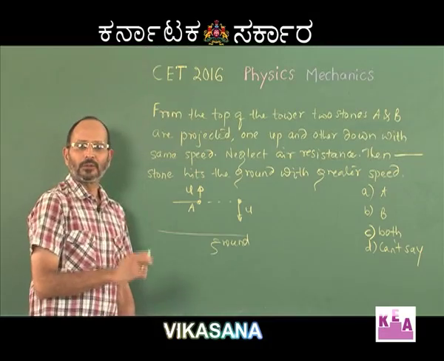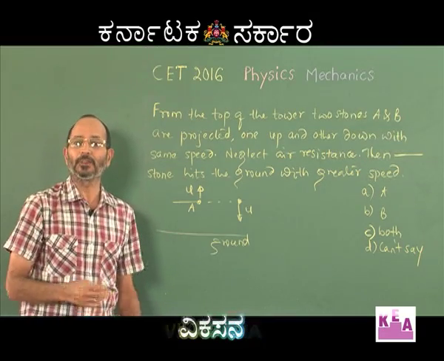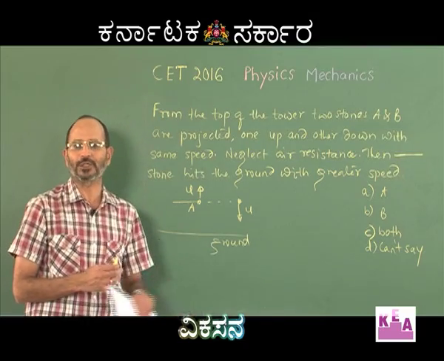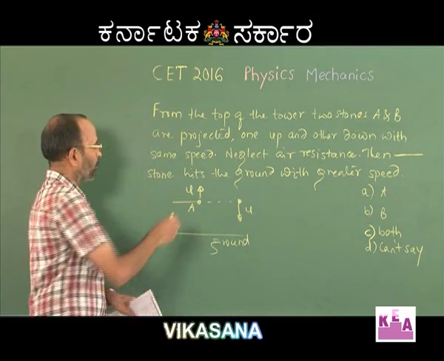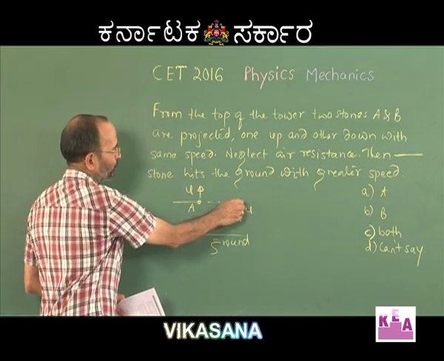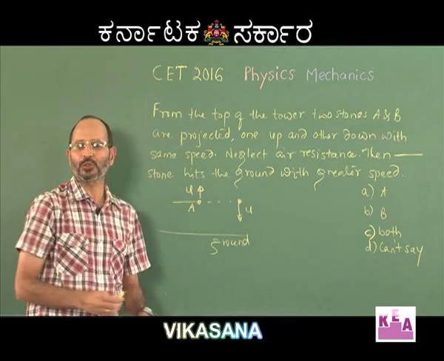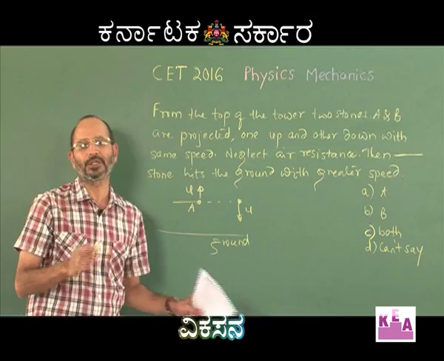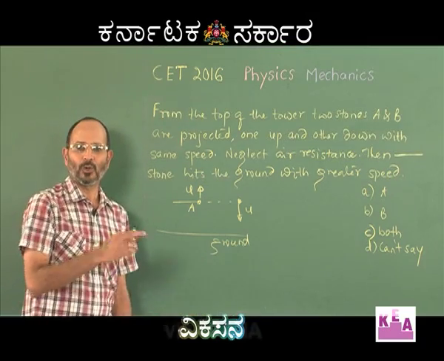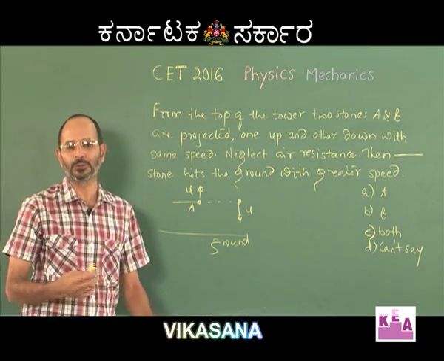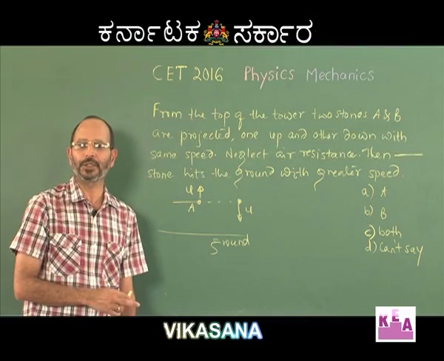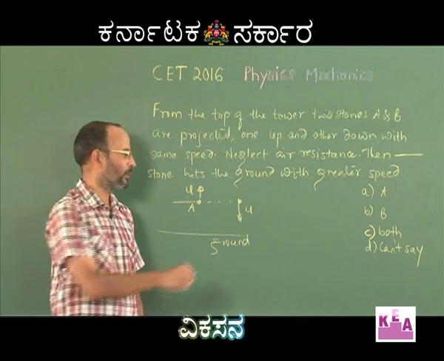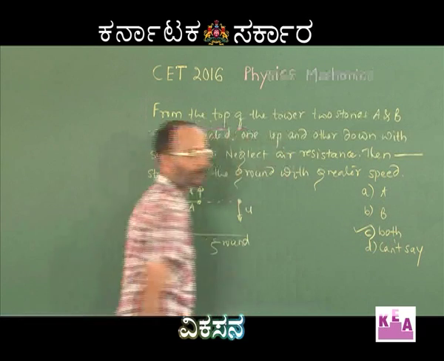So, there is absolutely no difference between A and B. A was projected vertically upwards and B was projected vertically downwards, right? But after A reaches the level from where it was projected, it will have acquired the same speed as B in the downward direction. So, why should A and B reach the ground with different speeds? Both of them are going to hit the ground with the same speed, and therefore, the correct option is supposed to be C.